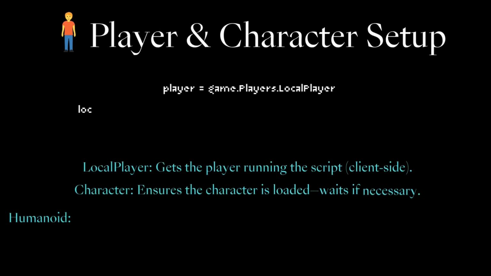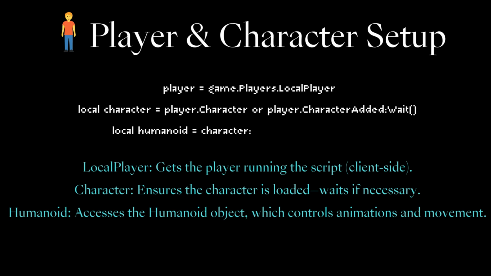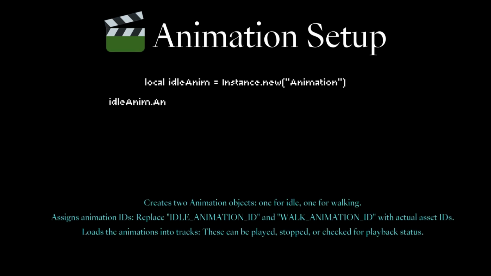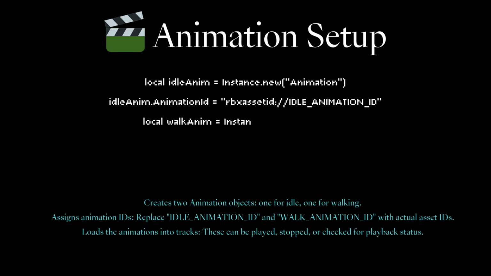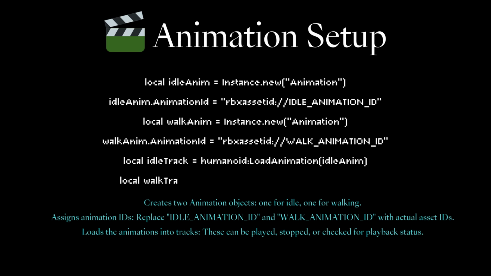Local player gets the current player on the client. Character is their avatar, which may need to load first. Humanoid, inside the character, handles movement, health, and animations. You create two animation objects, one for idle and one for walking. Each gets a unique animation ID. Replace the placeholders with real asset IDs. Then, you load these animations into the humanoid using LoadAnimation, which gives you tracks you can control, play, stop, or check if they're running.